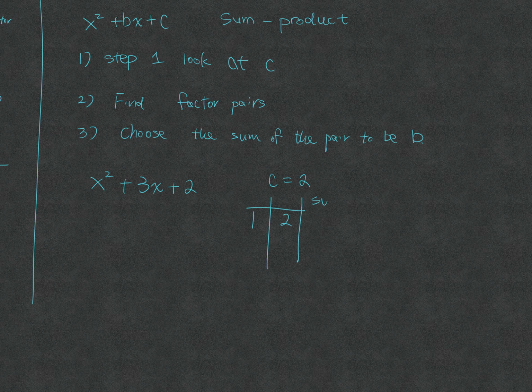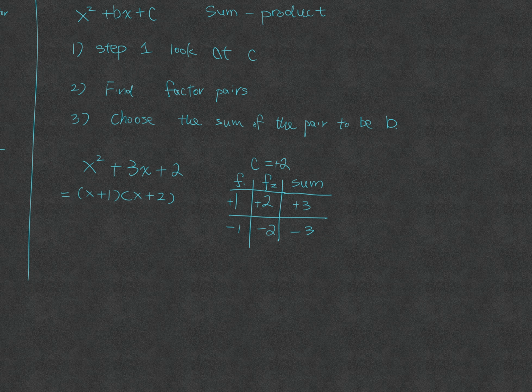So F1, F2 stand for factor 1, factor 2. So we could have these two. The product of it is positive 2, so we have either both positive or both negative. The sum here is like this. So now we know the result is x plus 1, x plus 2. If a equals 1, it's very straightforward.